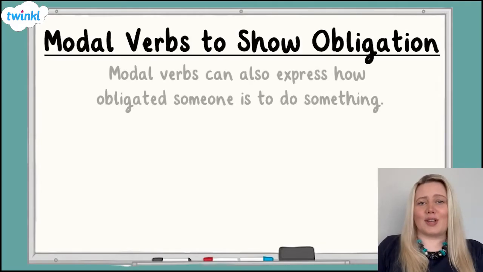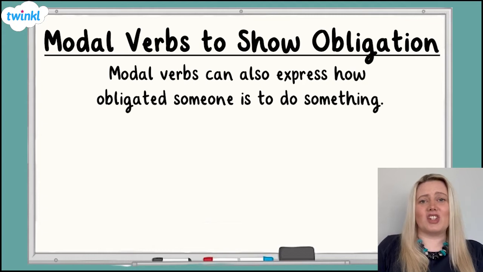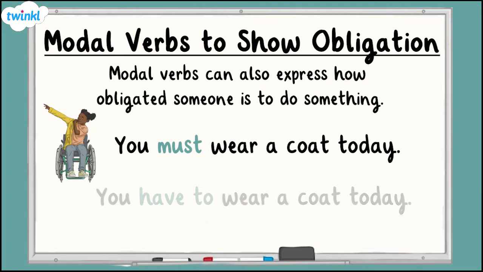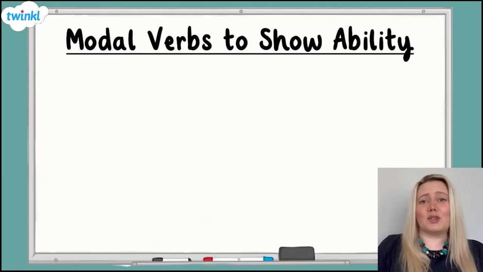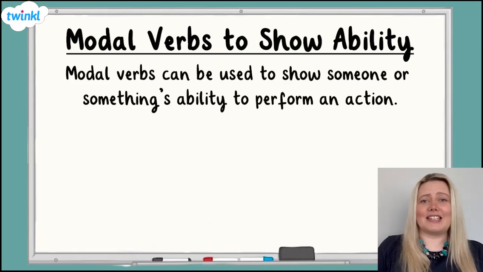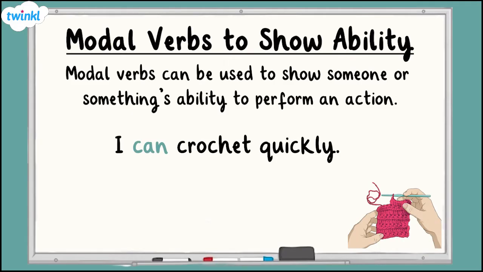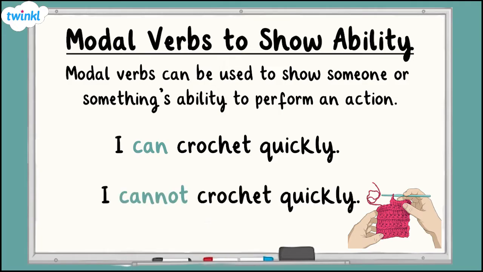Modal verbs can also express how obligated someone is to do something. You must wear a coat today. You have to wear a coat today. Finally, modal verbs can be used to show someone or something's ability to perform an action. I can crochet quickly. I cannot crochet quickly.